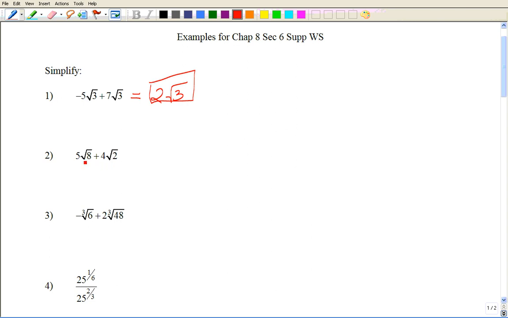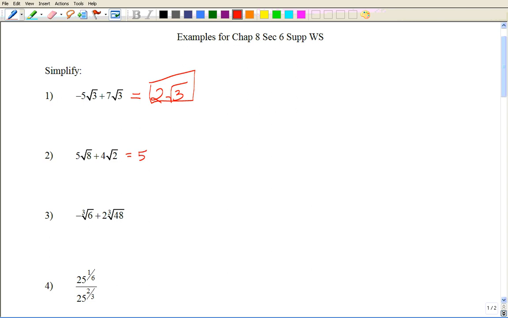Okay, on the next one, we have 5 square roots of 8 plus 4 square roots of 2. They don't have the same radicand right now, so we should look for something else to do first. For example, the square root of 8. Well, the square root of 8 we can simplify, right?